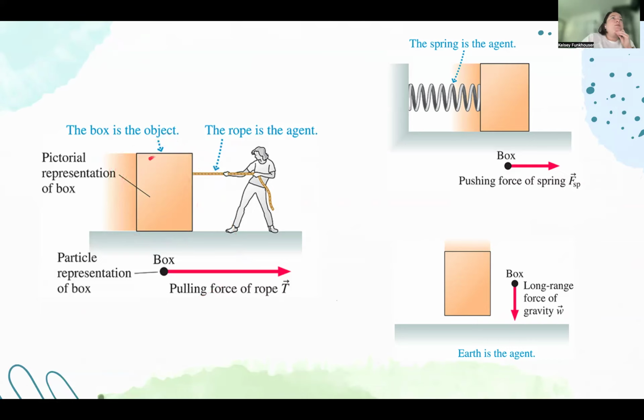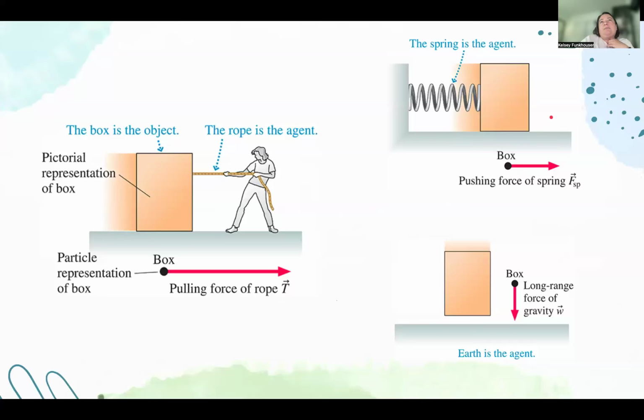For this one, because I said there needs to be an object that is experiencing the force, and then an agent, which is applying it. In this picture, we have this person pulling on this big box. The box in this case is our object, and the agent is the rope, but through the rope, we get the force from the person. So we have a pulling force from the rope on the box.